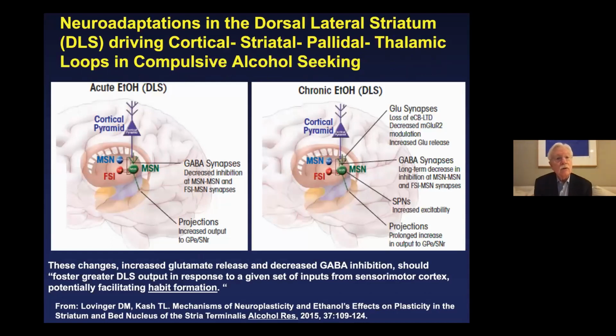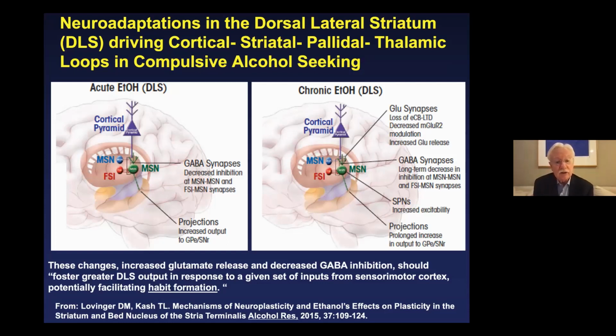And so in the alcohol field, neuroadaptations in the dorsolateral striatum have been hypothesized in cortical, striatal, pallidal, thalamic loops in compulsive drug seeking. In this expose by David Lovinger and Tom Cash, the changes in the dorsolateral striatum in acute alcohol exposure involve a decreased initiation in GABA synapses, but increased outputs through the ventral pallidum. And in chronic ethanol, there's a long-term inhibition of GABA synapses and a loss of modulation of the glutamate synapses, resulting in increased glutamate release. And so there's a shift from GABAergic control of glutamate to a loss of GABAergic control.